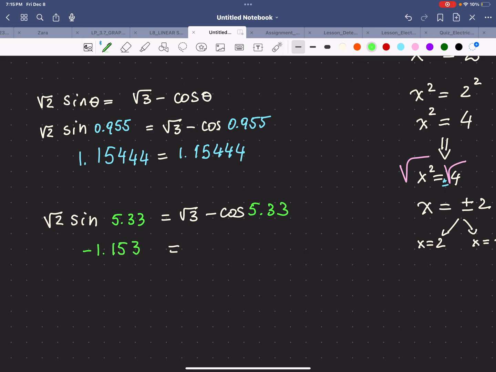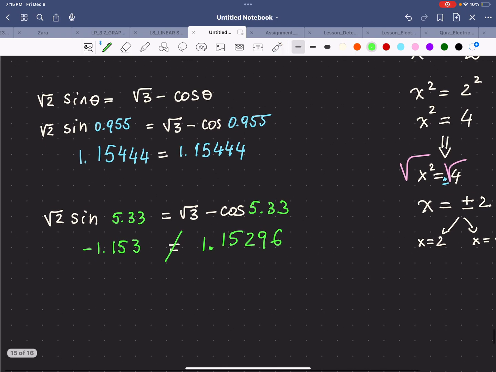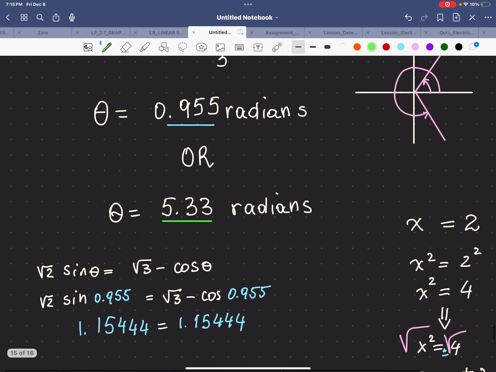Now, let's do the right side. Square root of 3, subtract cosine of 5.33. I got 1.15296. So different numbers. So one is positive, the other is negative. So we're going to say that these two values are different. So what does that tell us about this solution? That's an extra solution that we got from squaring both sides, but it's not actually true. So we're going to say that the only solution that we'll accept in this case would be theta equals 0.955 radians.